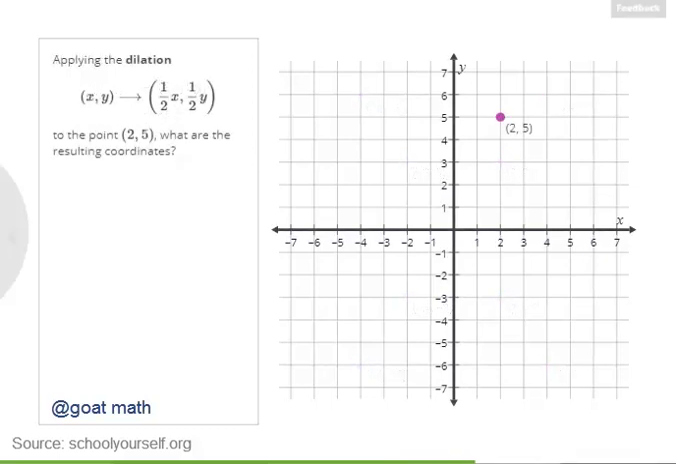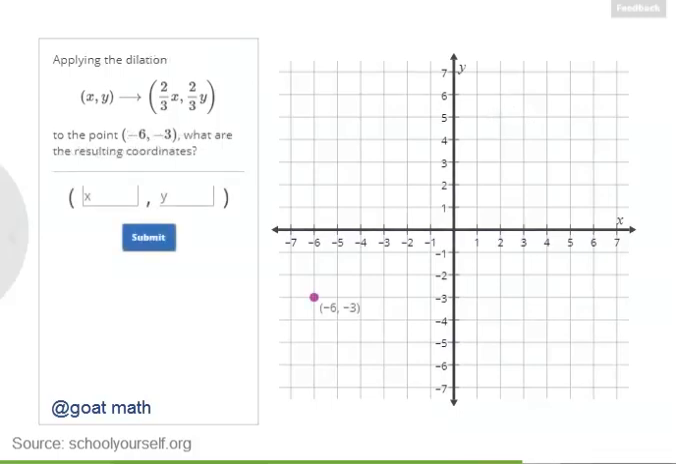Next, let's try another dilation. Suppose you have the point 2, 5, and you're applying the dilation x, y to 1/2 x, 1/2 y. So now you're multiplying the x and y coordinates by 1/2. What are the resulting coordinates? Well, half of 2 is 1, so that's the new x-coordinate, and half of 5 is 2.5. So after this dilation, the coordinates are 1, 2.5.